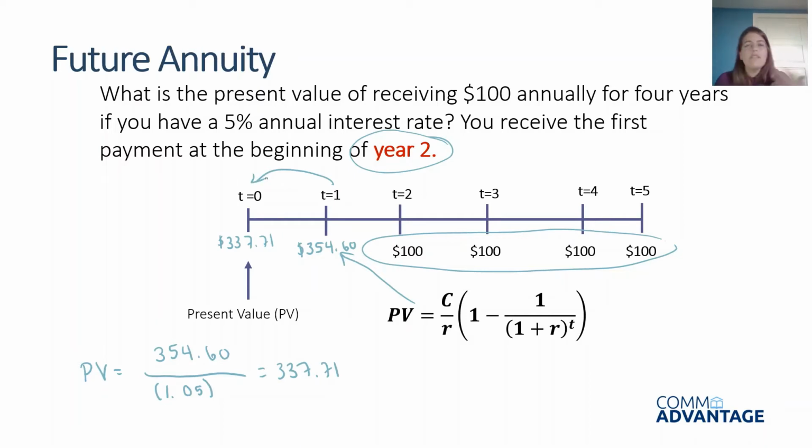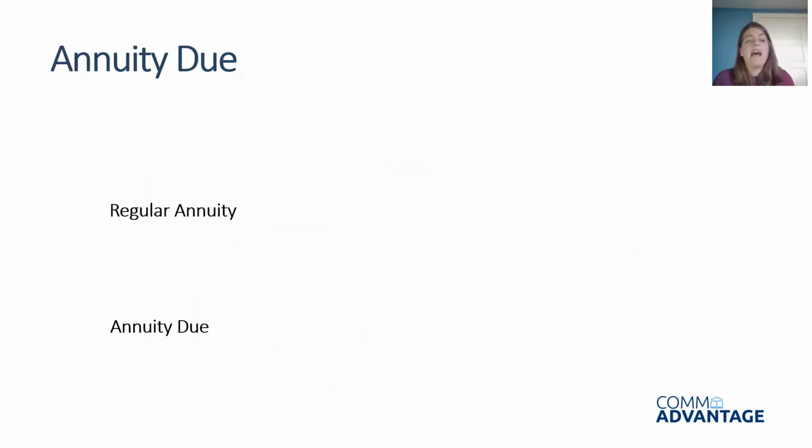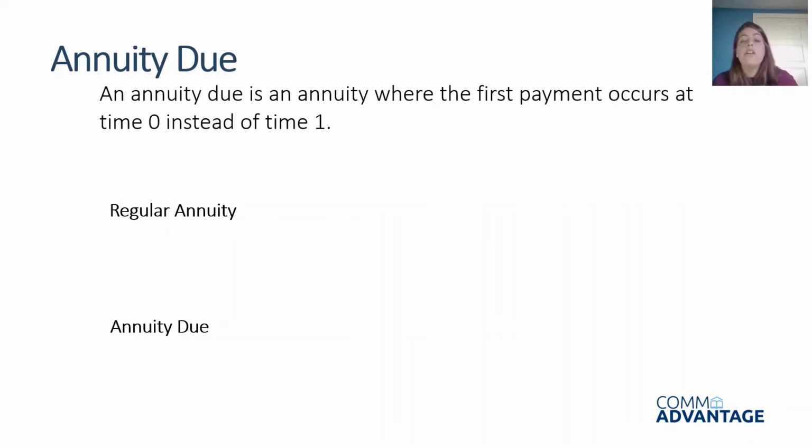If we understand what's going on in the problems, and we understand that this awesome annuity formula is going to tell us the value one period before the cash flow starts, it's easy to move it around. The other way that happens is called an annuity due. An annuity due is just an annuity where the first payment occurs at time 0 instead of time 1.